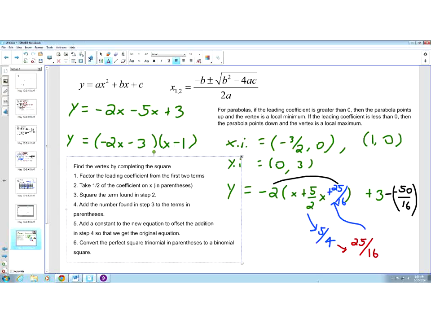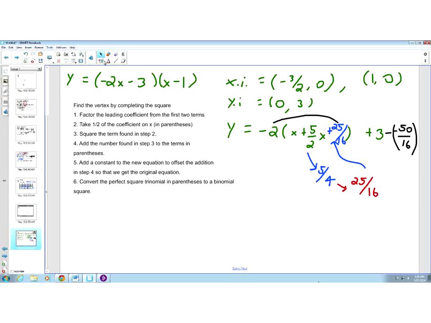Right? So if we were to do that, here's what we'll get. We'll have y is equal to -2 times x plus 5/4 quantity squared, and go ahead and simplify this constant term right here. So that would be 48/16 plus 50/16, which is 98/16. So we're left with 98/16. So we'll do 2 things at once here. And so there's the equation.